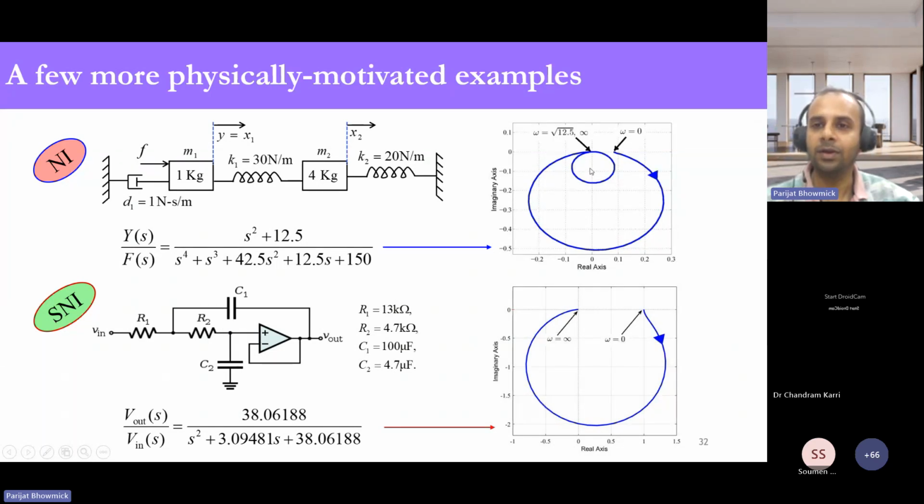How? Because here you can see the polar plot is touching the real axis at a positive frequency other than 0 and infinity. If a polar plot touches at 0 and infinity, of course, that can be an SNI system, because in the definition those two frequencies are excluded. But if it touches anywhere at a finite positive frequency, as in the example here, root over 12.5, that means it loses its strictness property. So that is the reason why the first one is an NI and the second one is an SNI system.